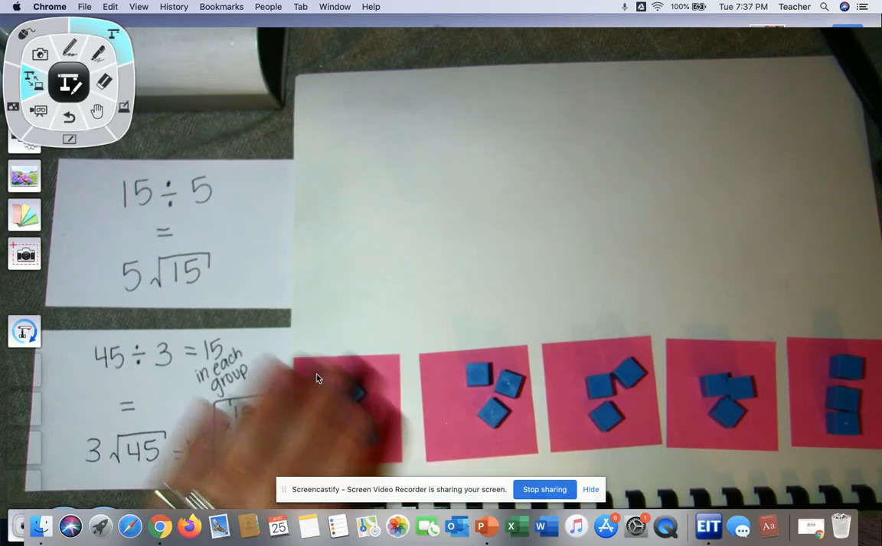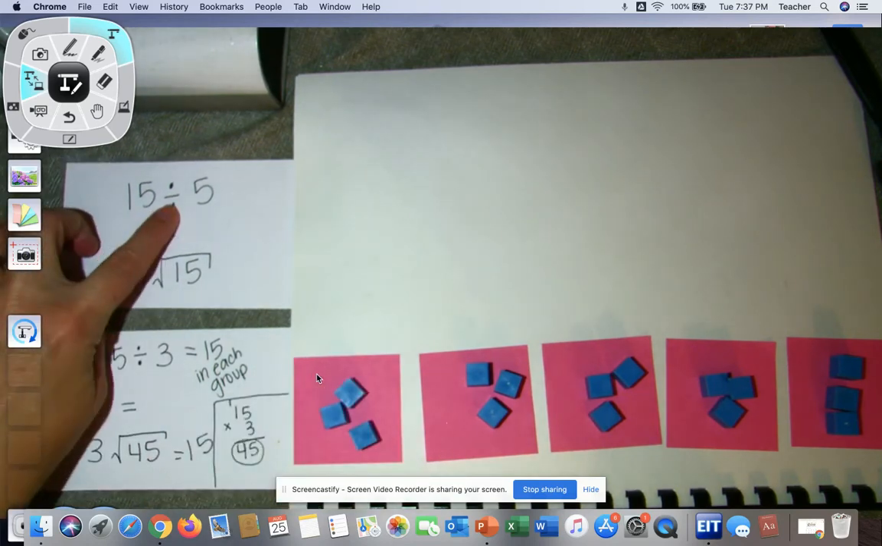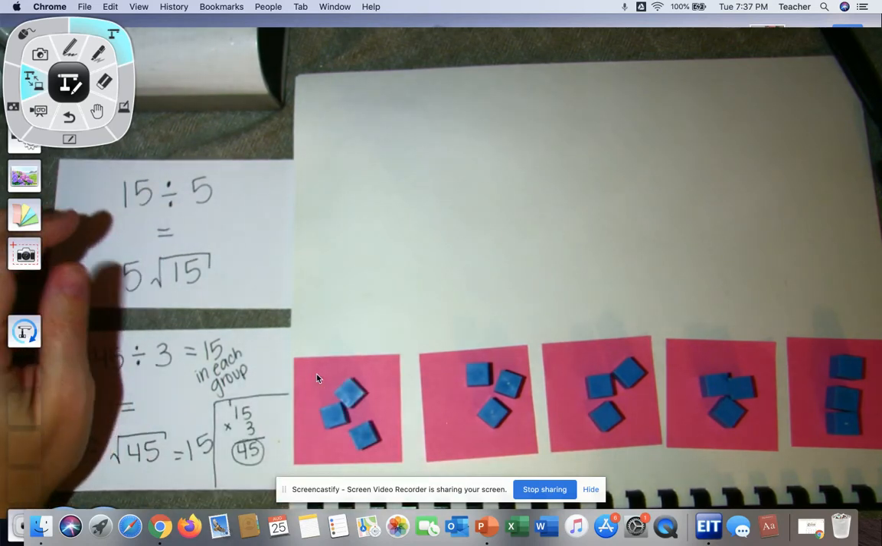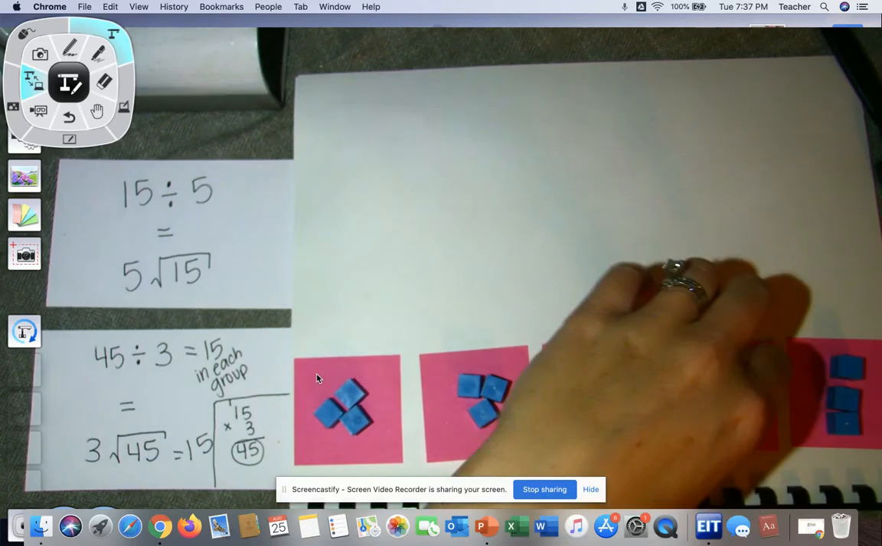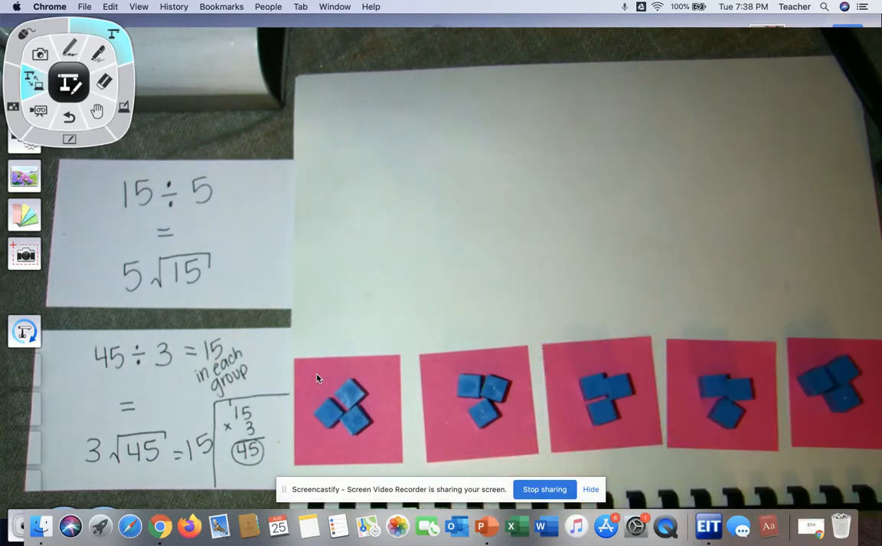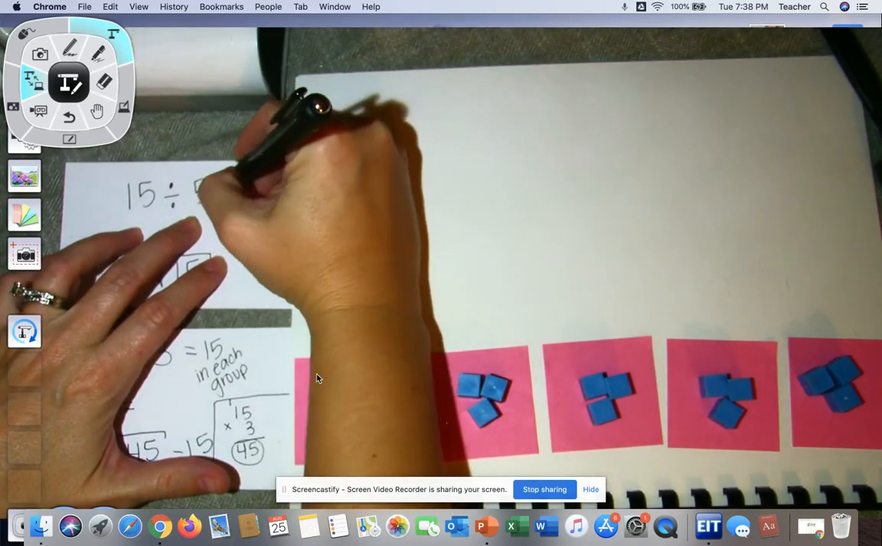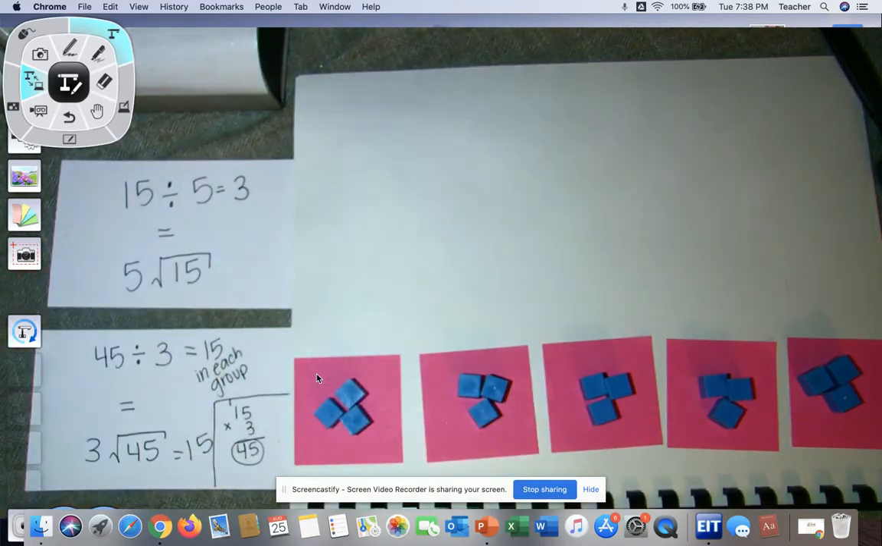So we separated our 15 unit cubes into 5 groups. We want to make sure that we have even amounts in each group. So in this group, I have 3. In this group, I have 3. In that group, I have 3. I have 3 in that group. And then I have 3 in that group as well. Okay, so what that means is 15 divided into 5 groups equals 3 in each group.